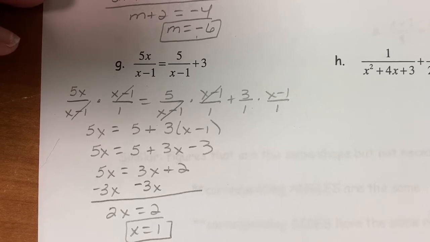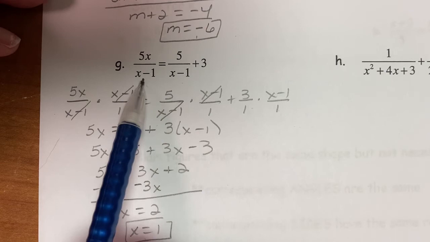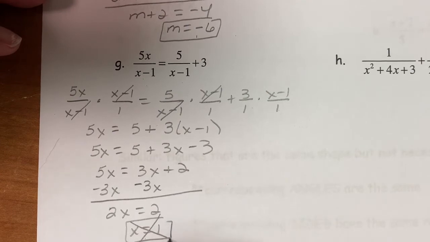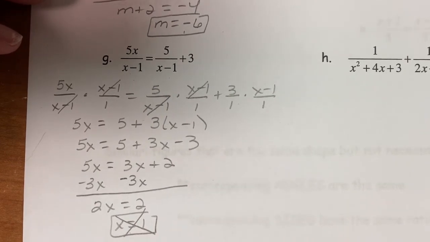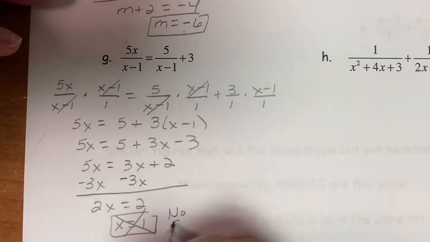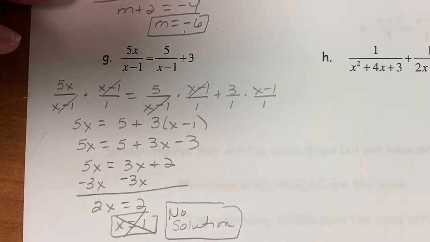And now for the question of the day, does that answer check? If I were to take 1 and plug it into this denominator, what would that give me in the denominator as a value? It would give me a 0. So that solution, by the way, the one and only solution we got, does not check, which means the answer is that there is no solution to this equation.